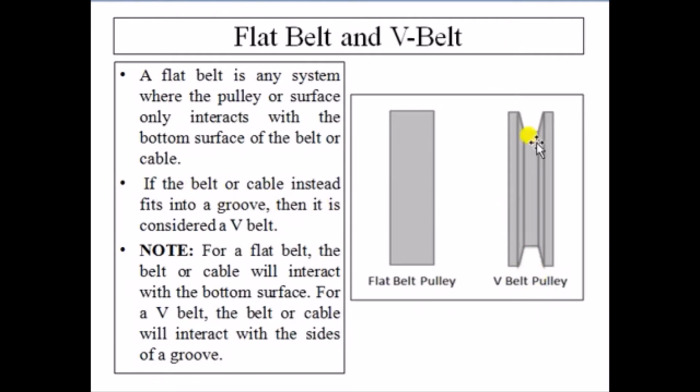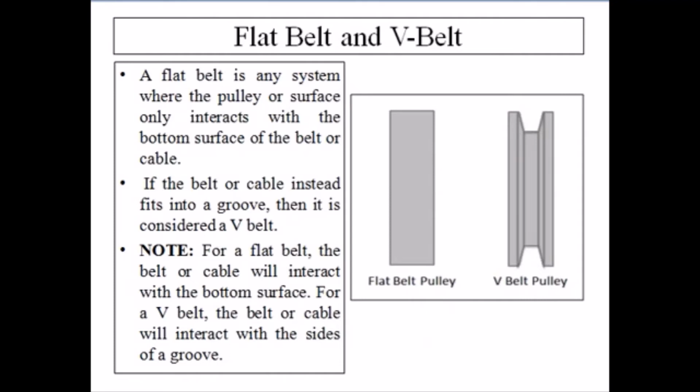We are seeing the side view so that we can see the groove properly. Then it is considered as a V-belt. So it is along the depth. This is the first surface, it is along the depth, and then there is another surface of the cylinder.